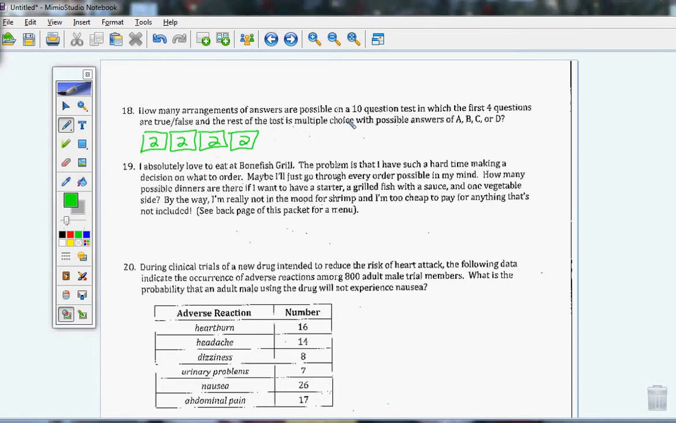But the rest of the test, so now I have 6 more questions, all right? So 1, 2, 3, 4, 5, 6 more questions, and I have 4 choices for each question. Again, repetition is okay. So essentially, this becomes 2 to the 4th power times 4 to the 6th power. All right, so that's essentially what this problem is. And that comes out to 65,536 different arrangements of answers on the test.